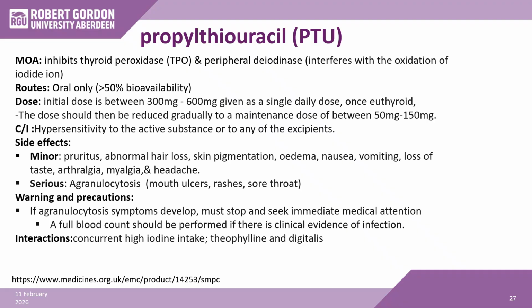Then we move on to propylthiouracil as a drug. Again, it also inhibits thyroid peroxidase and peripheral deiodinase, so it interferes with the oxidation of the iodide ion. It's also an oral formulation. The initial dose is around 300 as a single dose, and once euthyroid, this is tailored accordingly, and it varies per patient. Again, it's not a drug I've seen a lot in practice, but some of you may have come across it.